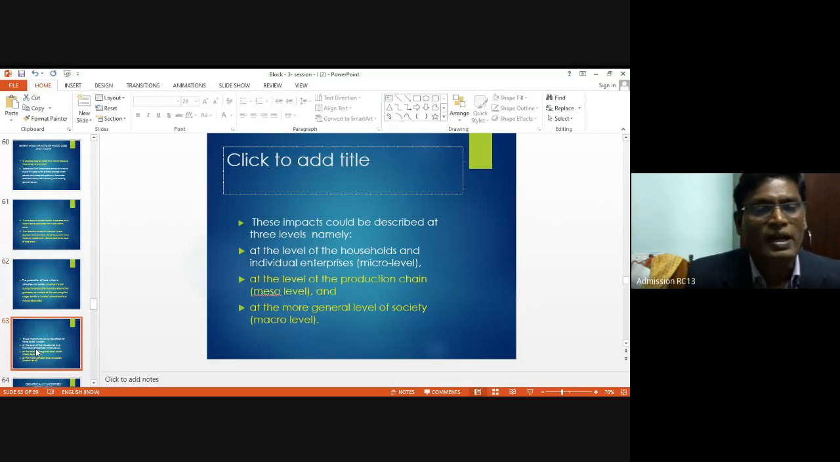These impacts of food loss can be described at three levels. At the level of households and individual enterprises, that is called the micro level. At the level of the production chain, loss may also take place, which we call the meso level. And at the more general level of society, it's called the macro level.